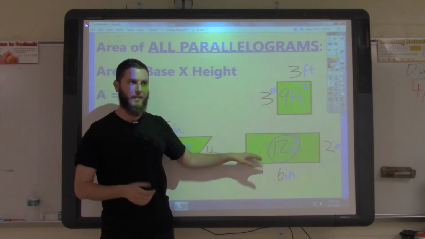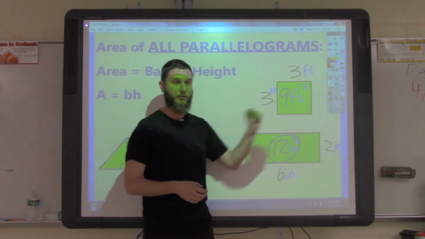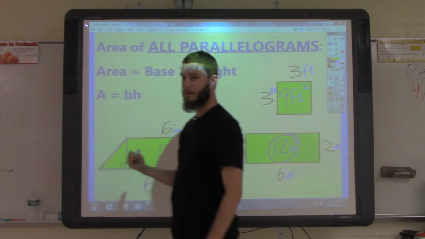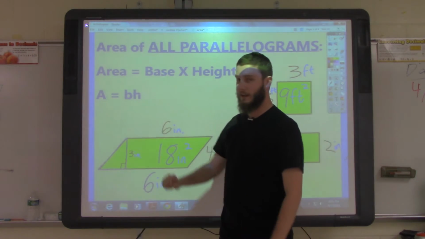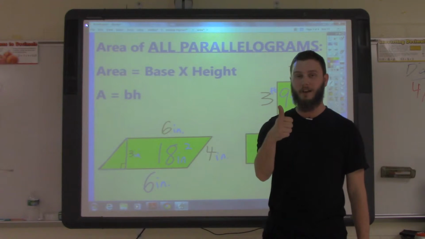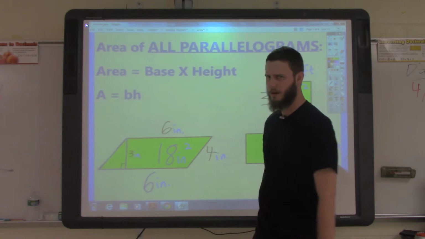For this rectangle, that would mean 6 inches times 2 inches gives me 12 inches squared. In the case of my parallelogram, 6 inches by 3 inches is going to give me 18 inches squared. We're all set on that? Okay, we're going to move on now.